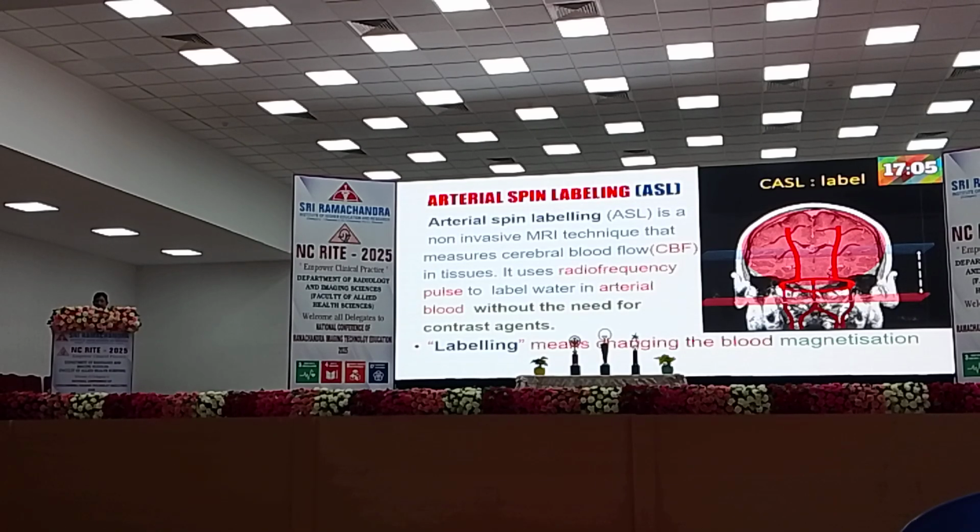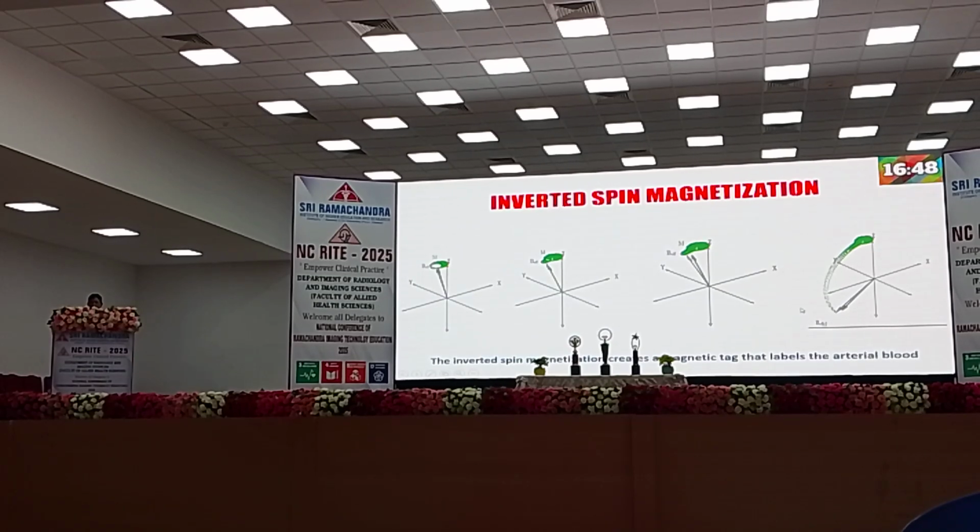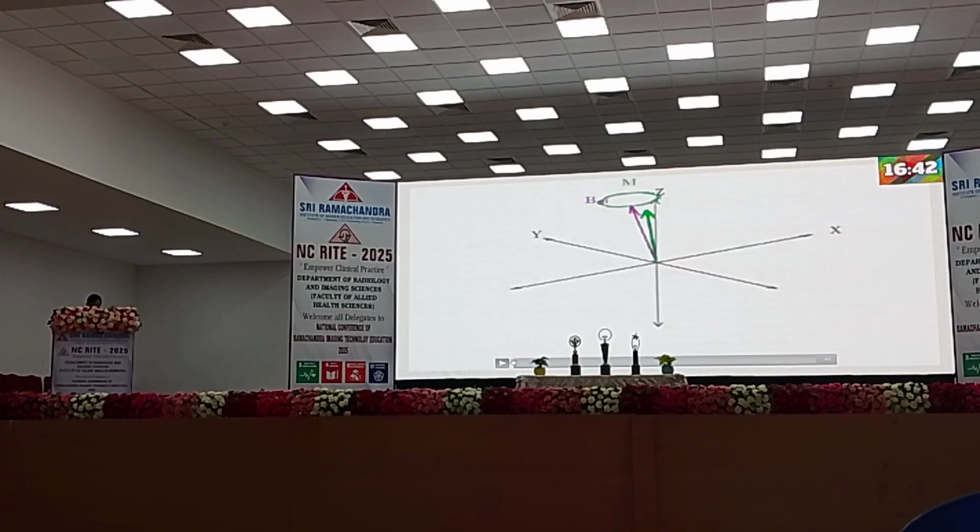What is arterial spin labeling? Arterial spin labeling, ASL, is a non-invasive MRI technique that measures cerebral blood flow in tissues. It uses a radio frequency pulse to label arterial blood water without the need for contrast. Labeling means changing the blood magnetization. This is the method by which we label, inverting the protons in water in our blood. Here you can see how the magnetization happens. Here we are applying a 180-degree RF pulse.